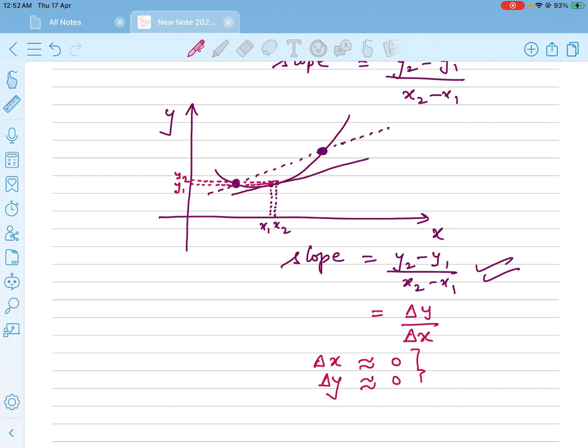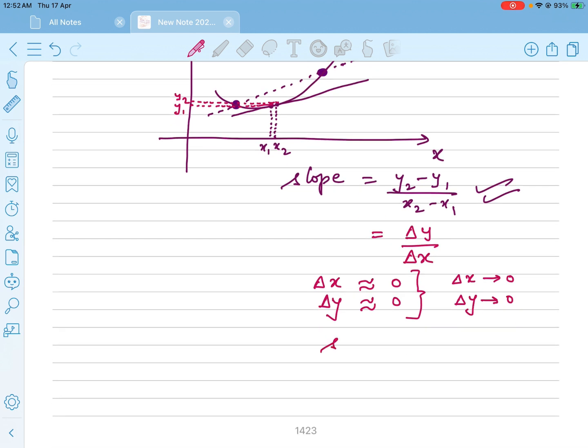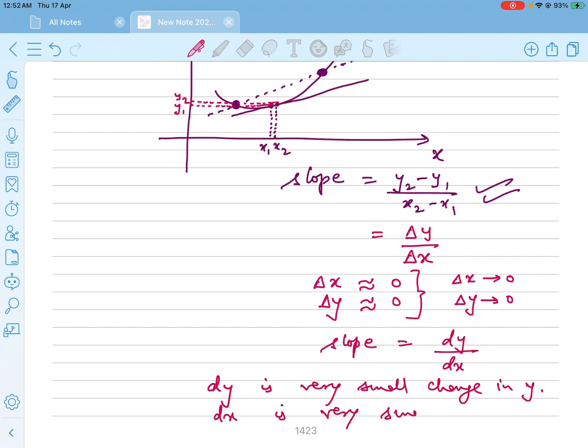Instead of writing like this, we will represent it in a different way. So change in x is approaching 0 and change in y is also approaching 0. When this happens, the slope is written as dy over dx. So dy is a very small change in y. Similarly, dx is a very small change in x.